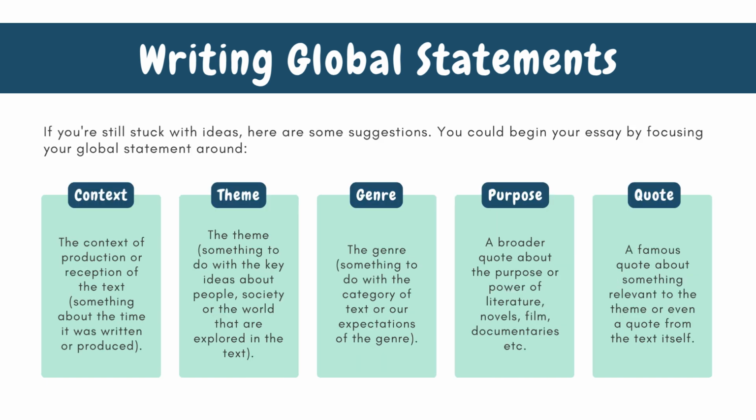Writing global statements. If you're still stuck with ideas, here are some suggestions. You could begin your essay by focusing your global statement around context. The context of production or reception of the text, something about the time it was written or produced. Theme. The theme, something to do with the key ideas about people, society, or the world that are explored in the text. Genre. The genre, something to do with the category of text or our expectations of the genre.